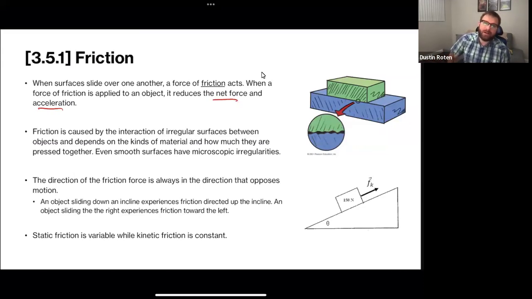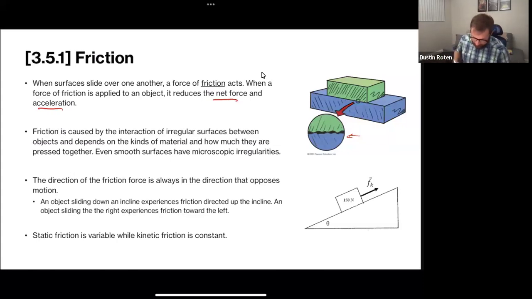But friction really is just caused by the interactions between those two surfaces. You can see here in the picture that it is essentially just the surface roughness, even at the microscopic level, those really rough surfaces interacting with each other. That's what's going to cause your friction.